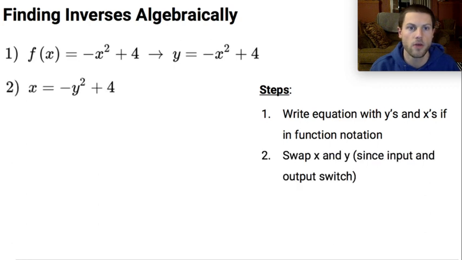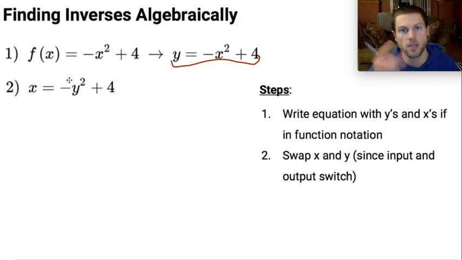Next thing I'm going to want to do is take that equation that I have and switch the x's and the y's. I'm going to swap them. Wherever I see an x, I write a y. Wherever I see a y, I write an x. And that is because an inverse function switches your domain and range, switches your input and your output, switches your x and your y. So we can just start by rewriting the equation with x's and y's.